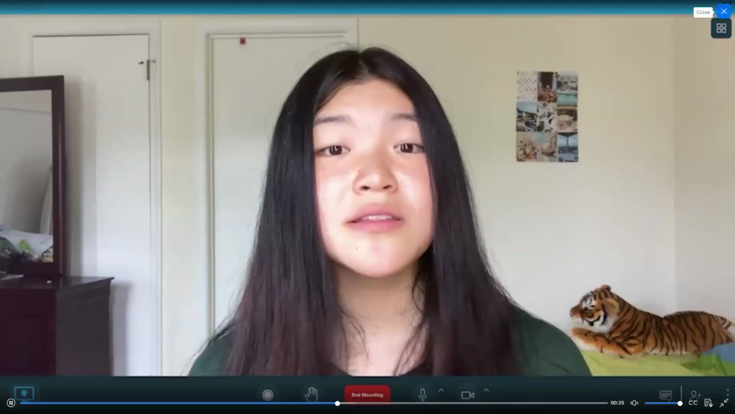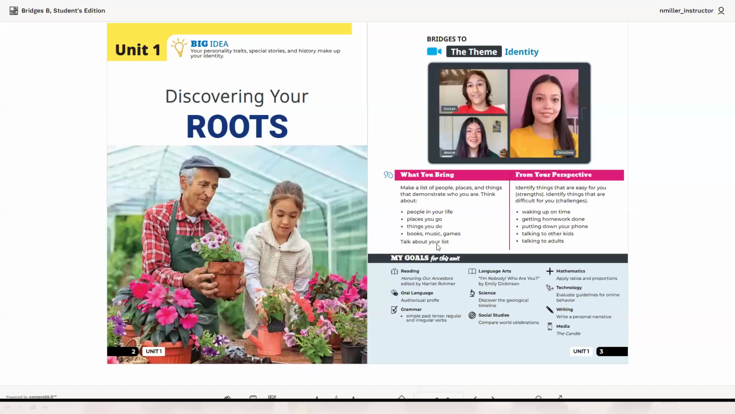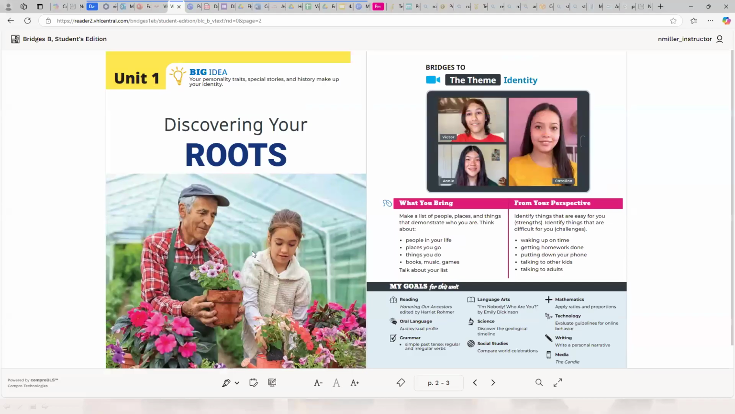So I love this interactivity of what you bring. Make a list of people, places, and things that demonstrate who you are, music, games. I love this because that was me as the teacher, unit 1, very beginning of the year. I want to get to know my kids. I want to get to know what they're all about. So I love that this curriculum makes it easy because it's right here for the books for grade 6, 7th, and 8th.